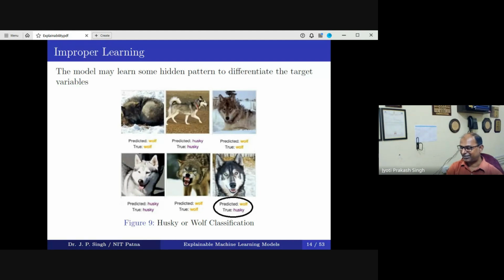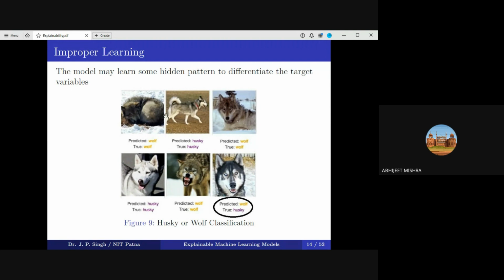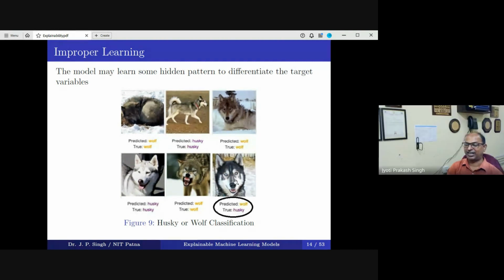Can anyone tell how the system was making the difference between husky and wolf? If anyone has any prior information about this, or if you can infer something from these images, just share your thoughts. Hello, am I audible? Yes. Okay, it is basically based on background color. Yes, right. Thank you, Dr. Abhijit.